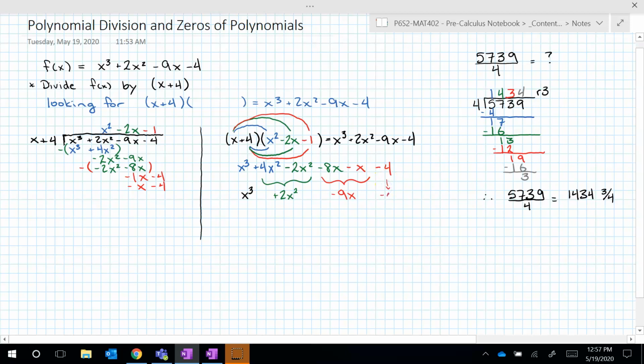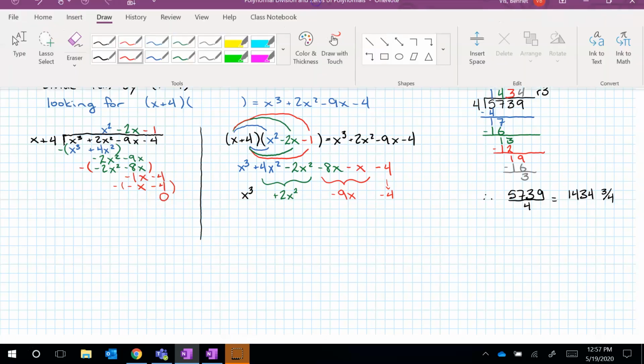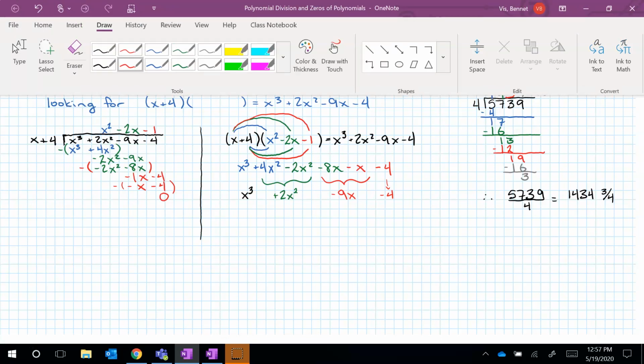And that's what I wanted, right? And I do this subtraction here. I get a 0 remainder. Negative 1x minus negative x is 0. Negative 4 minus negative 4 is 0. All right, so I get this perfect factor here. And so what this is telling me, there's a few different ways I could write this, right?